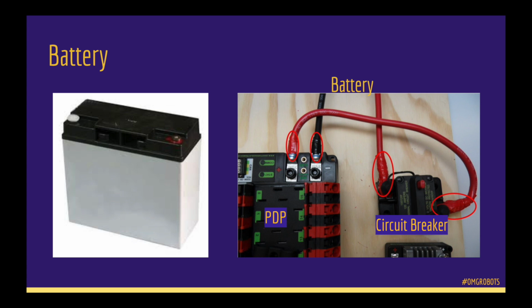So the battery is the voltage source of a robot, which provides power to all the other components in the circuit. Something else to remember is that the battery connects to the circuit breaker, which in turn connects to the PDP. But don't worry if you have no idea what these components are, because we'll be talking about them later on in this video. In the picture to the right, the circuit breaker has a power wire that runs upwards to connect to the battery.